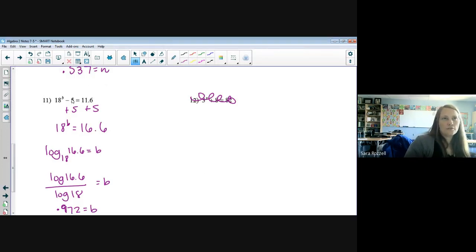Questions on that if you've got a number added or subtracted at the end? It could be multiplied in the front as well. If it's multiplied in the front, you have to divide on both sides first. Okay. Questions on those where you have to do something first? Feel okay?